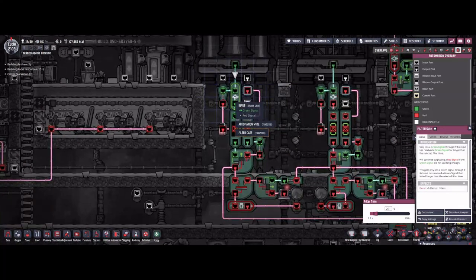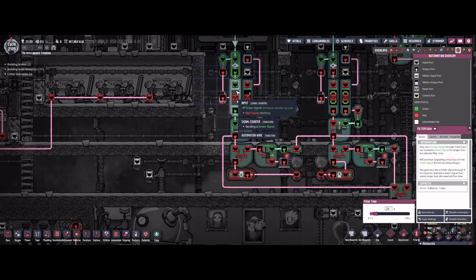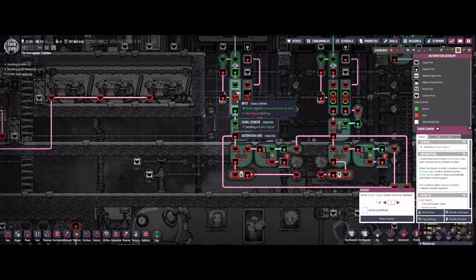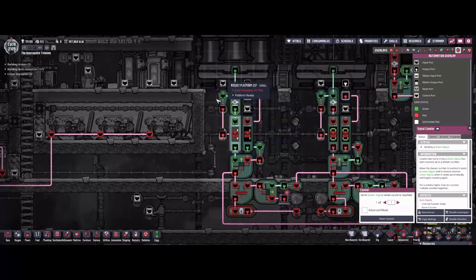And when it finally gets through this and turns green, it goes into a signal counter. Signal counters are very powerful tools in automation, and Oxygen Not Included. A lot of players don't use them, probably because they don't fully understand how to use them. They can be used for 2 purposes that are related to how you would write computer code if you were writing scripts, or any type of code that needs that type of loop logic.